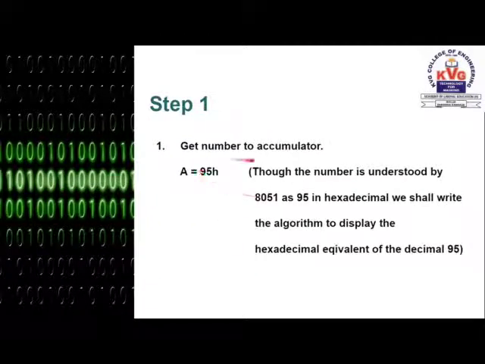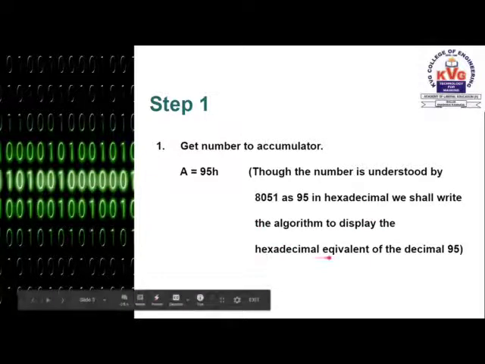So the first step is to get the number to the accumulator. Let us select 95 as the number here, but the 8051 understands numbers only in hexadecimal. So even if you know that it is 95 in decimal, while writing it into the memory you have to represent it in hexadecimal itself. So though the number is understood by the 8051 as 95 in hexadecimal, we shall write the algorithm to display the hexadecimal equivalent of the decimal 95.